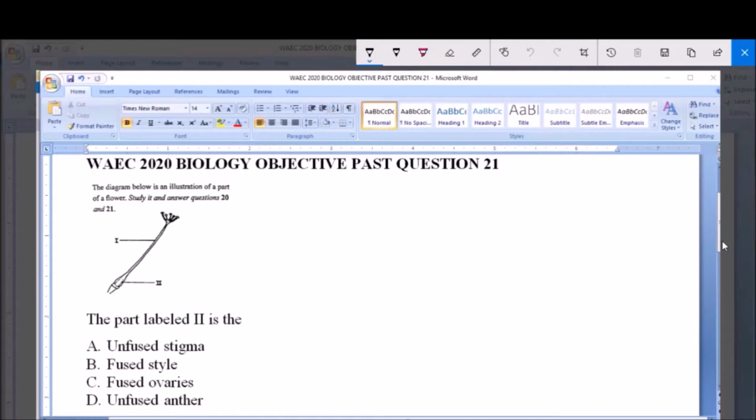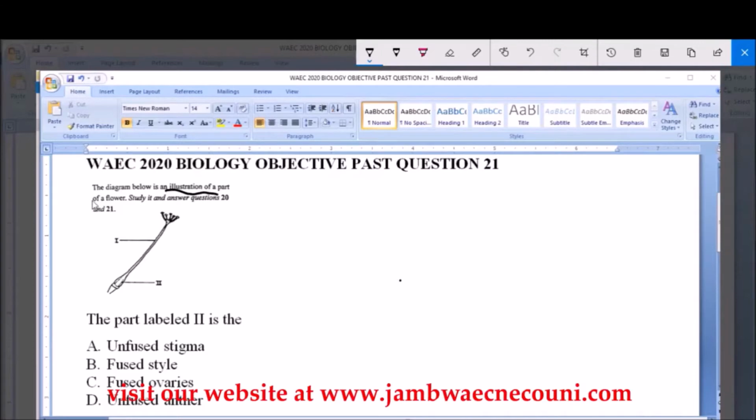The part labeled 2 is the A. Unfused stigma, B. Fused style, C. Fused ovaries, D. Unfused anther. Now, from the diagram here, what we have is an illustration of a part of a flower.